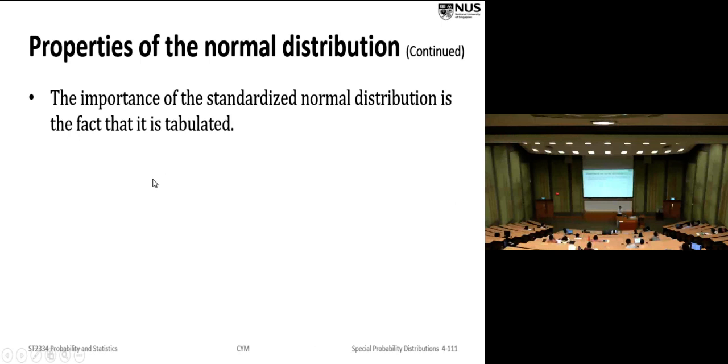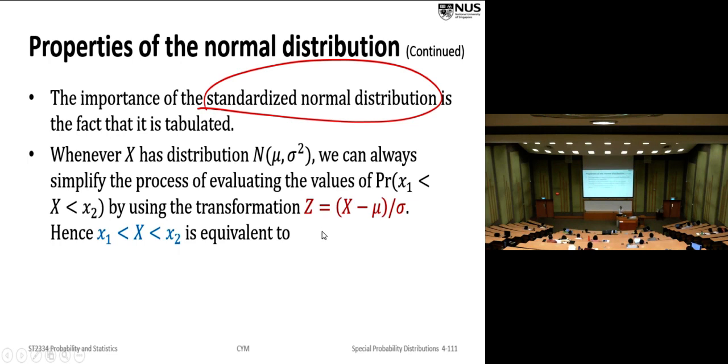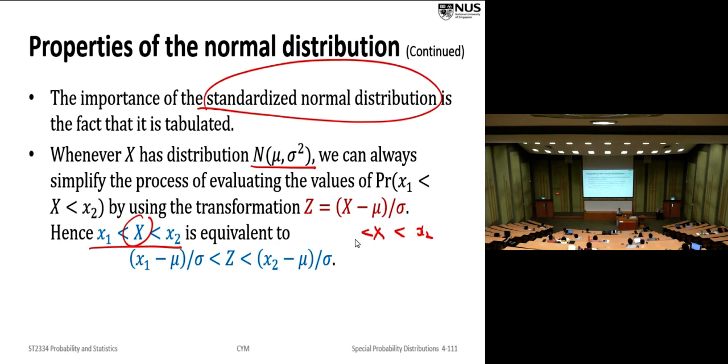All right. So one of the usefulness of the standard normal distribution is that we can table the PDF. For any distribution, if you look at the event X, which follows normal mu sigma square, lies between x1 and x2, then this is equivalent to x less than x2 and greater than x1. So I minus mu on both sides of the two inequalities and then divide by sigma. This one is standard normal, all right? So it's equivalent to Z, a standard normal, lies between these two numbers.